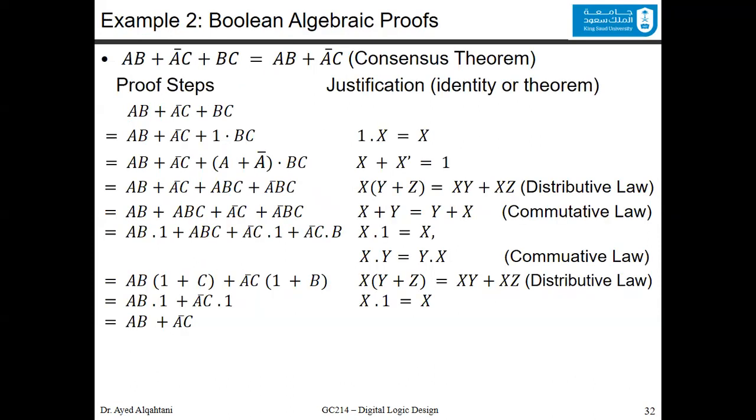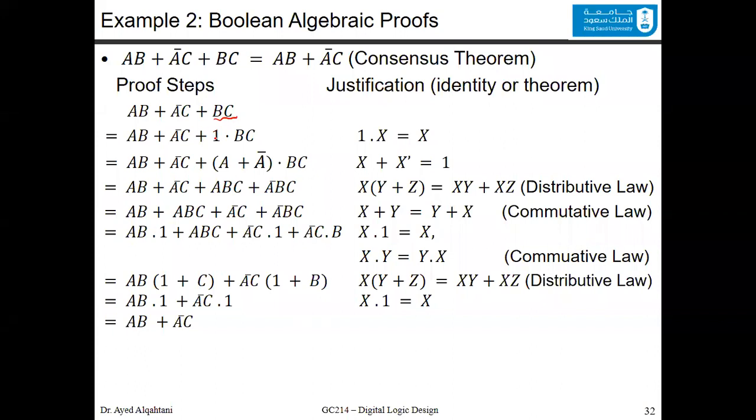This is another example. It's called the consensus theorem. AB or A bar C or BC is equal to AB or AC or A bar C, which means that we take this out and we generated this. This is called the consensus theorem. To prove this, you notice that you need to take this out.